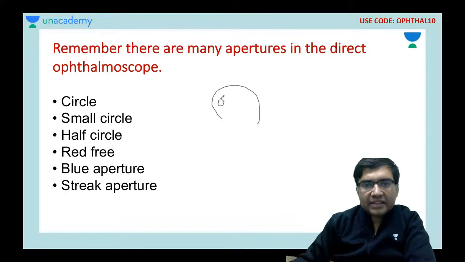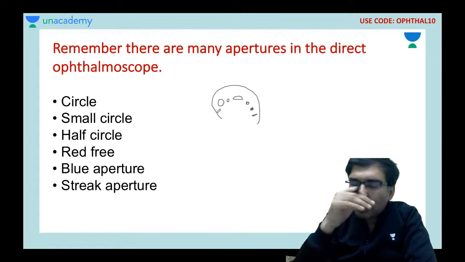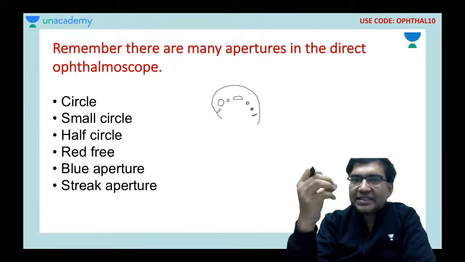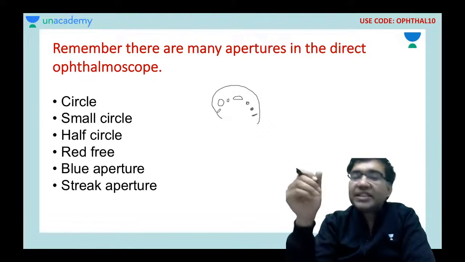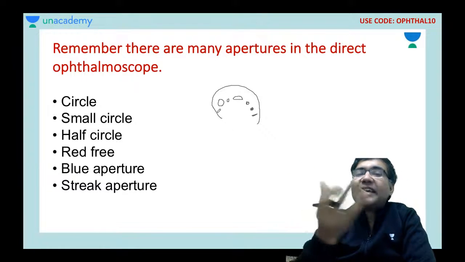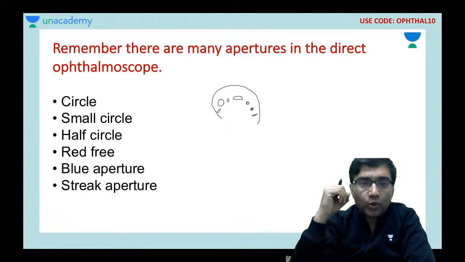So there is a large circle, a small circle, a half circle, a red free image, a blue aperture, or a streak. So there are a few types of apertures. Aperture means a few types of holes in the direct ophthalmoscope through which I can basically change the shape of the light which is going towards the retina.